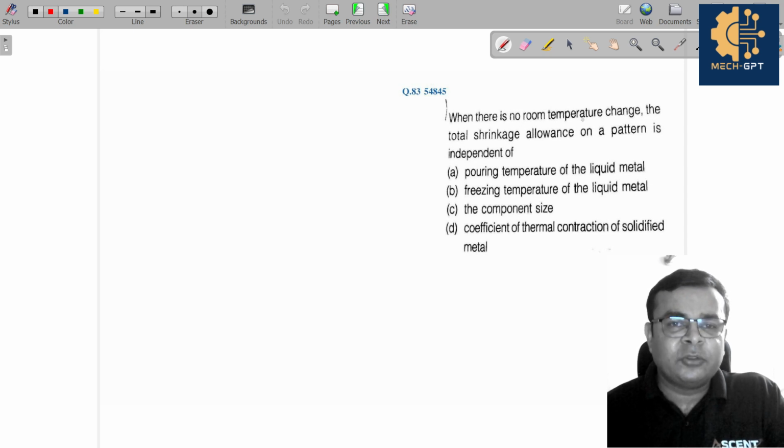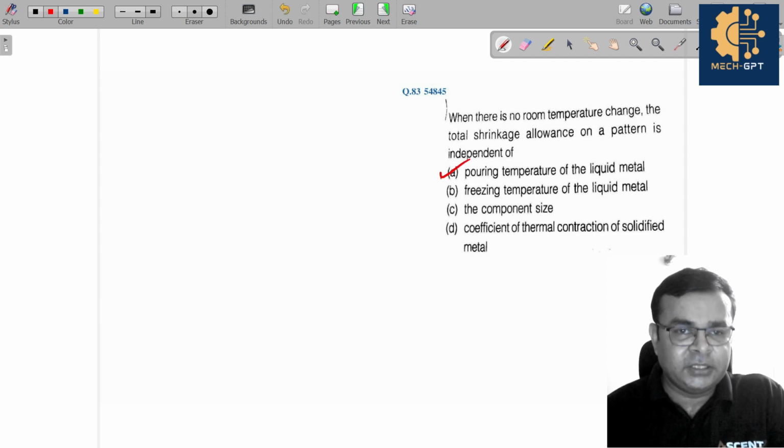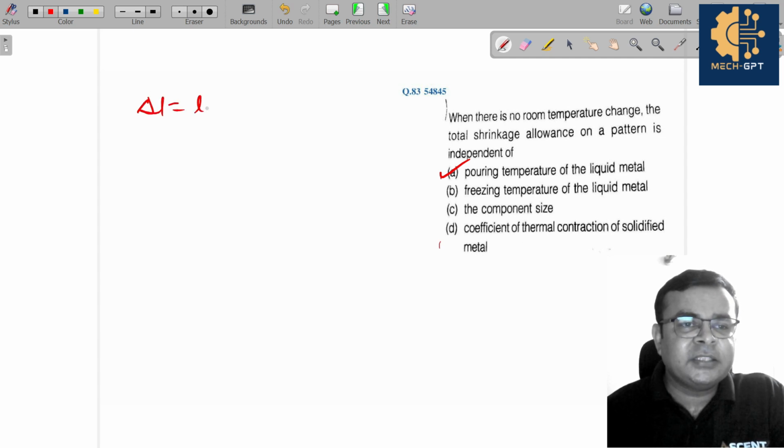When there is no room temperature change, the total shrinkage allowance on a pattern is independent of pouring temperature of the liquid metal, freezing temperature of the liquid metal, the component size, or the coefficient of thermal contraction of solid metal. If I talk about the pattern, it doesn't depend upon pouring temperature. It only depends upon the coefficient of thermal expansion. For the pattern we can simply write L alpha delta T.